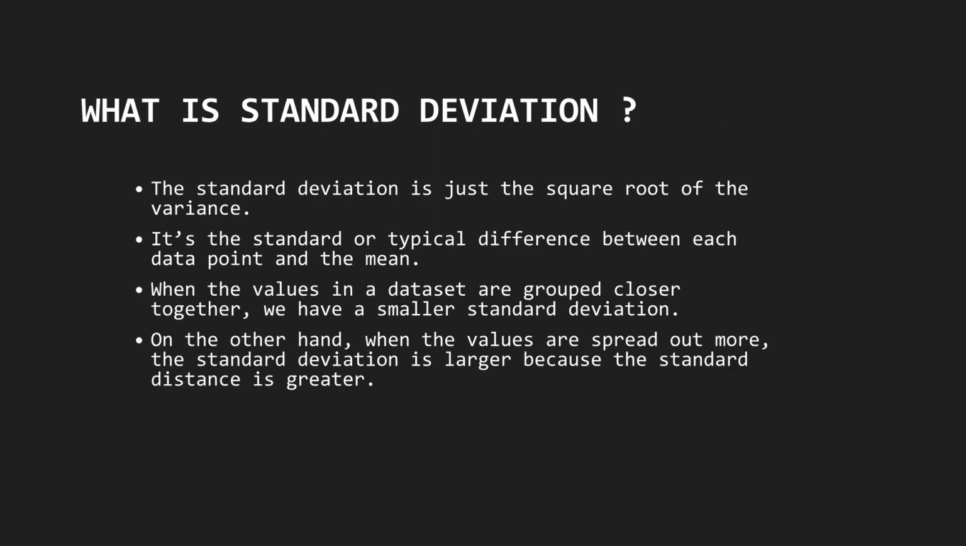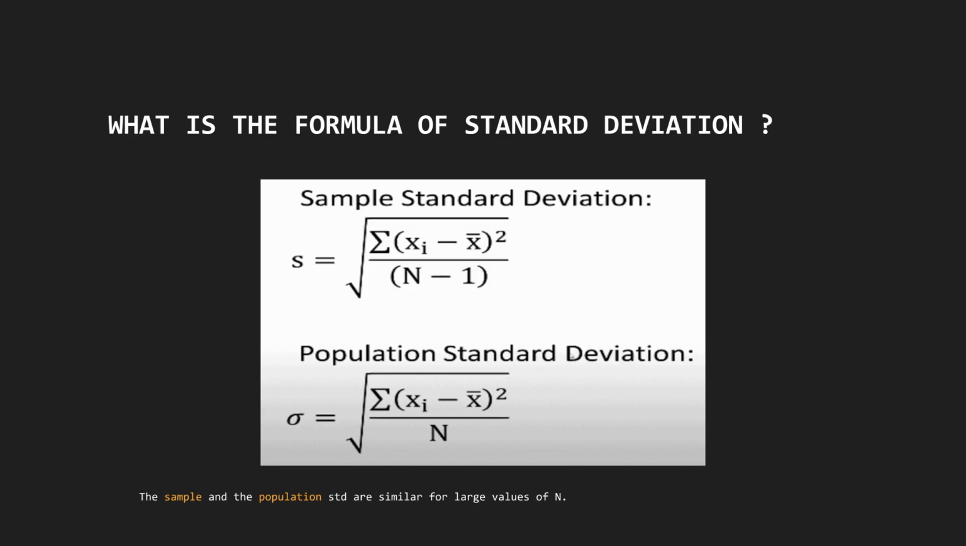Standard deviation is simply the square root of the variance. It represents the typical difference between each data point and the mean. A smaller standard deviation indicates data points are grouped closer, while a larger one means they are more spread out. This slide displays the formulas for both sample and population standard deviation. Note that for large values of n, the sample and population standard deviations become quite similar.